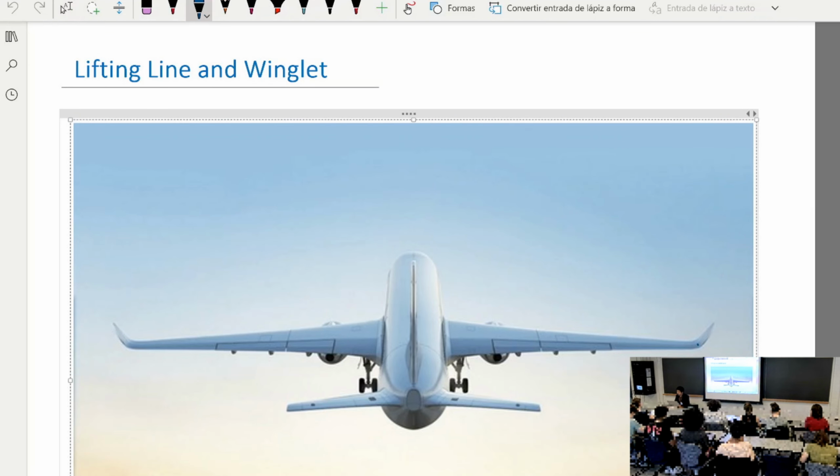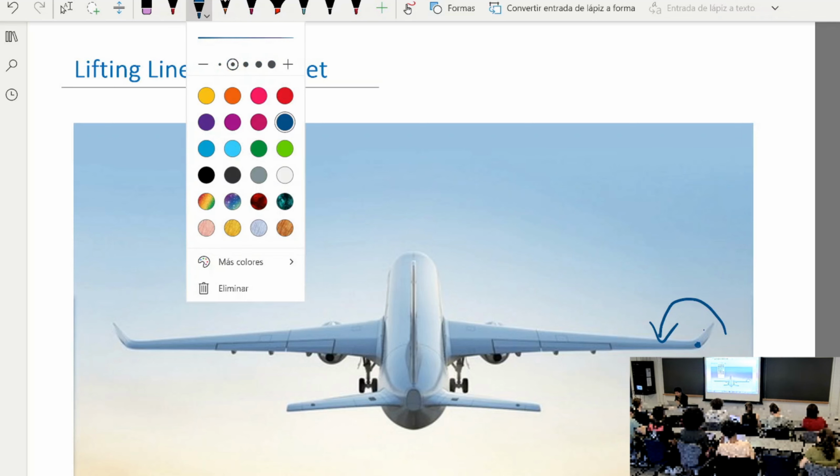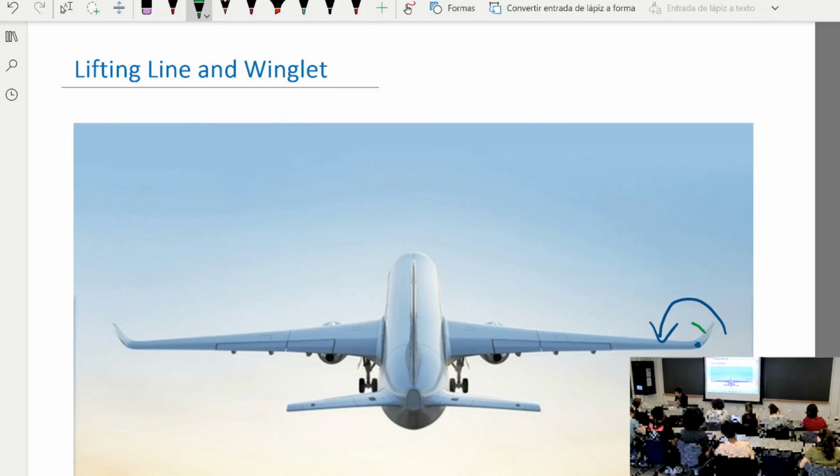So winglet is a really clever design. When we have a strong wingtip vortex, so let's say this is the trailing vortex coming out of the wingtip, it induces a flow in this direction. So the induced flow on the winglet is going to be in the inward direction if the winglet is upward, and an outward direction if the winglet goes downward.